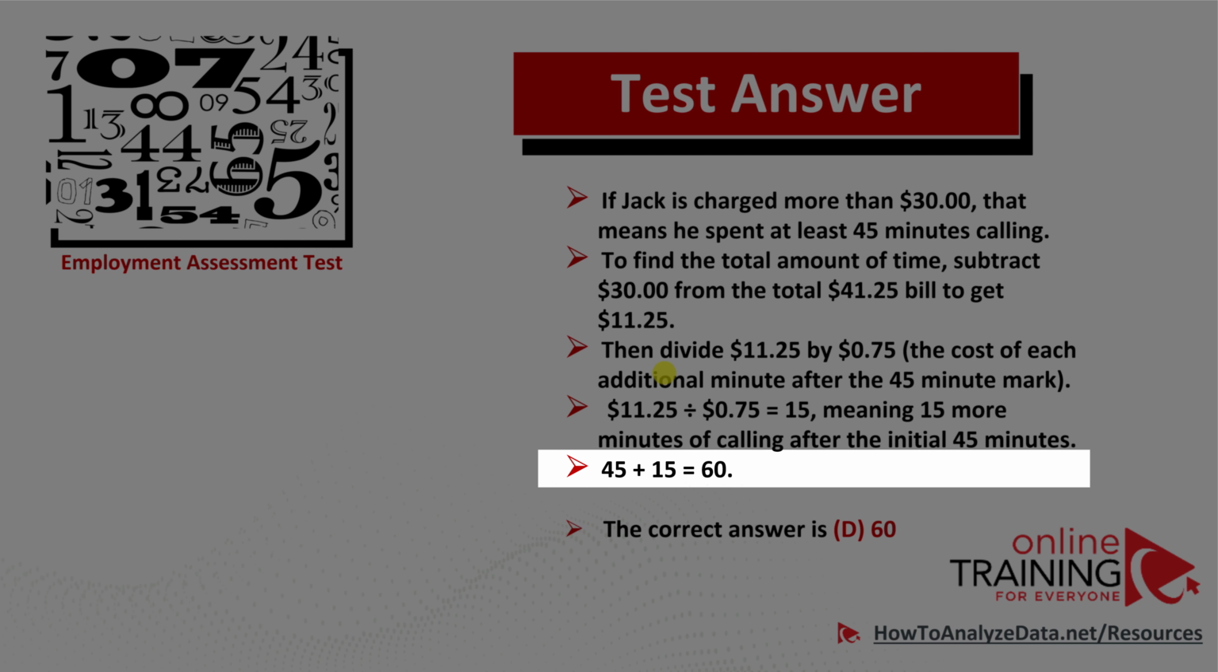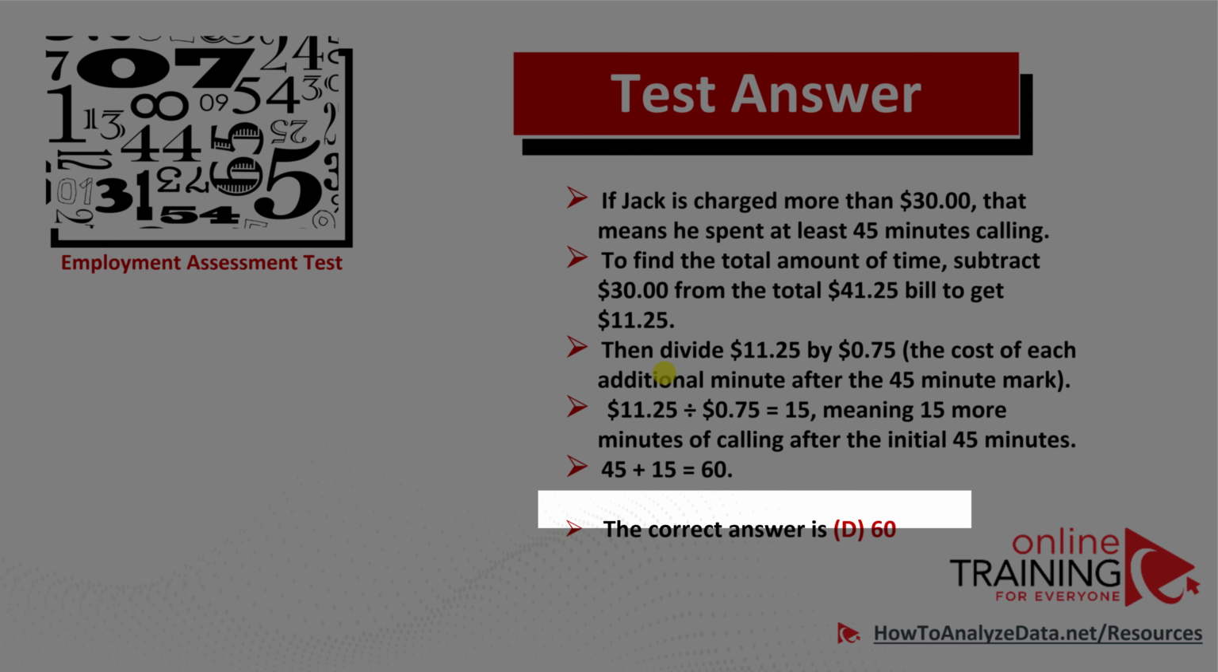So the correct answer is 45 plus 15 equals 60. And the correct answer is D, 60. Hopefully you've nailed this question.